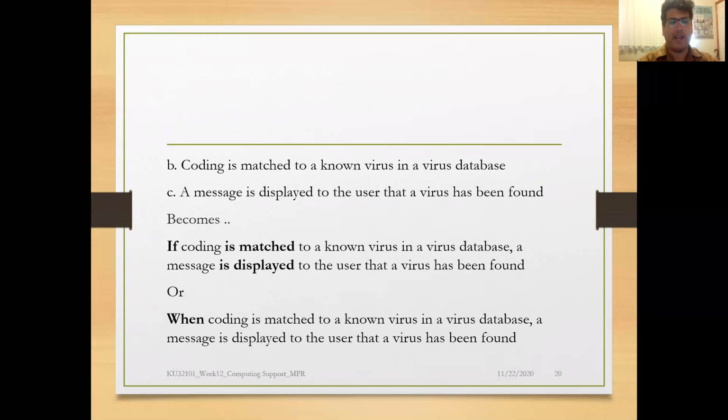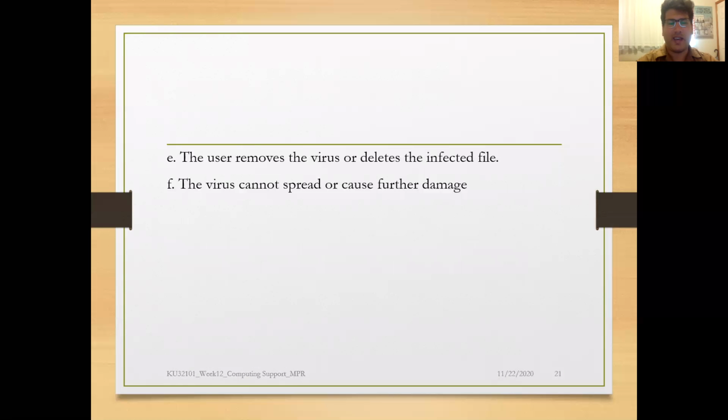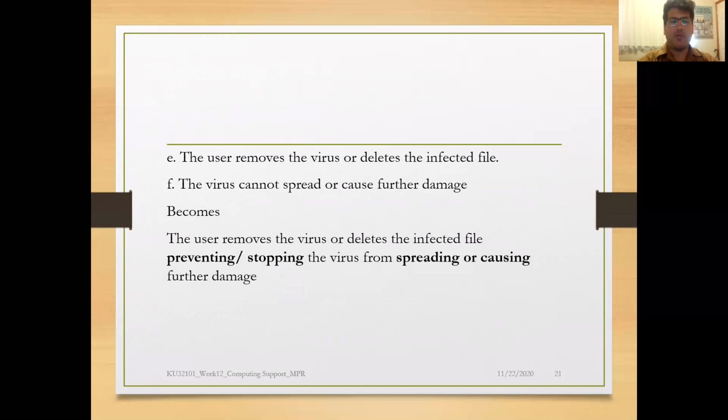Or we can use when. When coding is matched to a known virus in a virus database, a message is displayed to the user that a virus has been found. Okay, then E and F becomes: the user removes the virus or deletes the infected file, preventing the virus from spreading or causing further damage, or stopping. So here we're using preventing or stopping to show the negative effect.